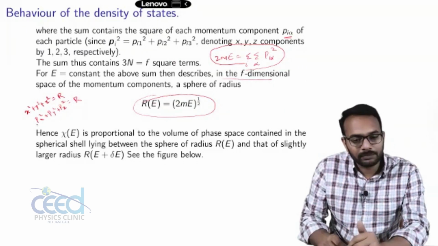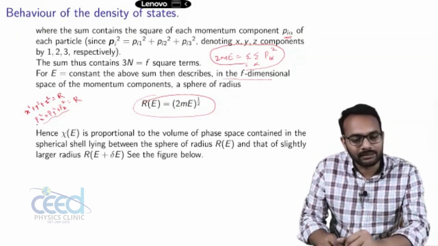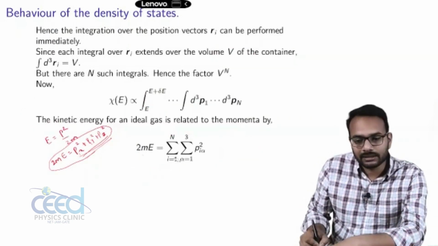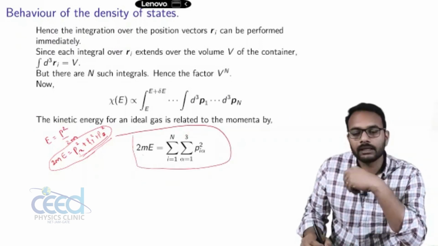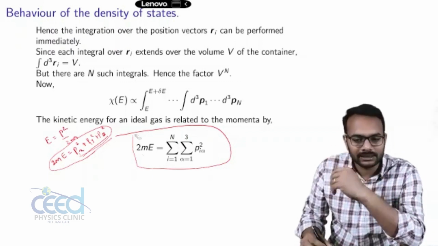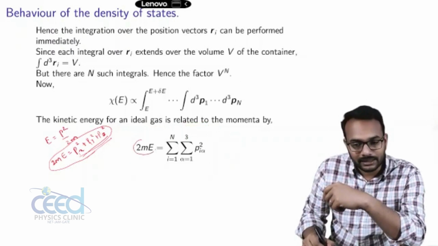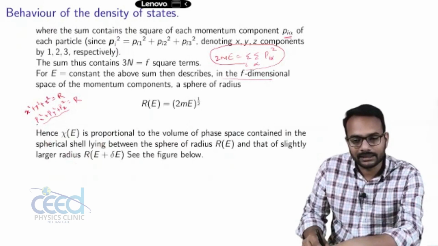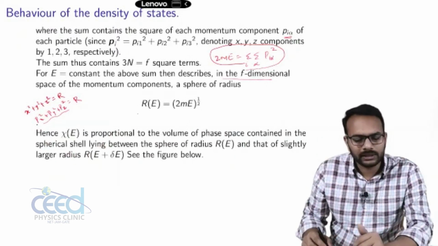Okay, this is a sphere in 3-dimensional momentum space, but we are talking about 3N dimensional, or f dimensional, momentum space. So we can say that this equation is clearly the equation for a sphere. The momentum space is a sphere, and you don't have to imagine a sphere like that. This is a sphere in the momentum space, and the radius is determined by the energy. The radius is square root of 2mE. All right, I hope that's also clear.